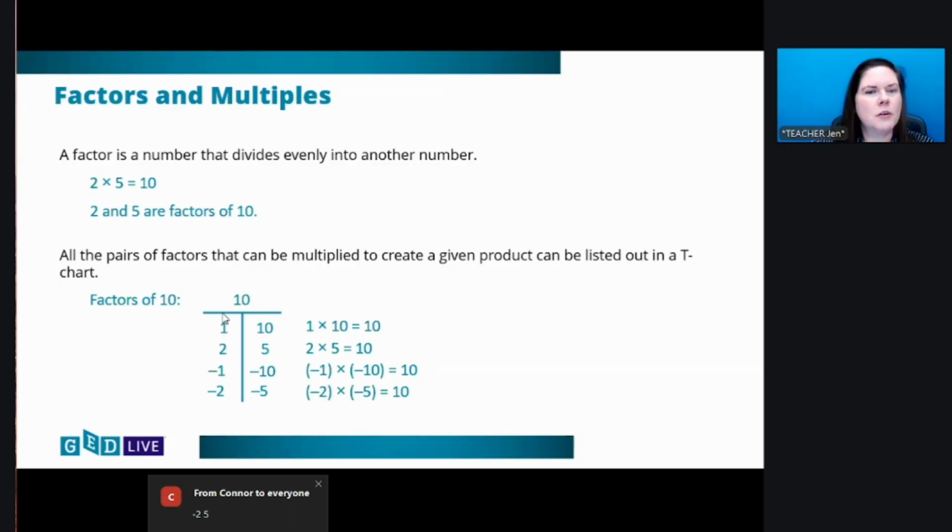So factors can always be put onto the T. One number on the left times the other number on the right. Those factors multiplied together get us back to the original. Good. So they would both have to be negative. A good point there from Connor, because negative times negative gives us positive 10. If we had something like negative 2 and positive 5, you're right, that would not be what we're looking for. That would be negative 10.